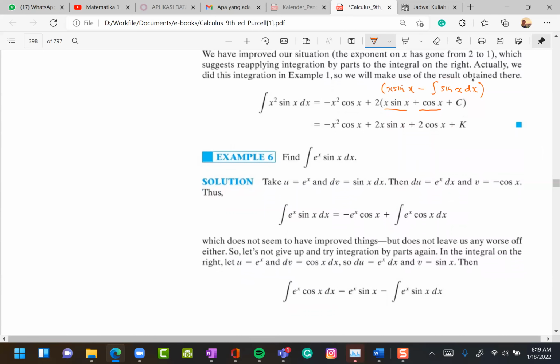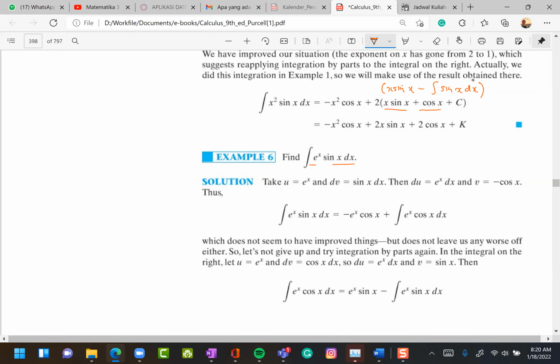All right, so let's do this one here, e to the x times sine x. We take u as the exponential, and then the rest is just dv. So du is the derivative of e to the x, again e to the x, and v, integrating sine, becomes negative cosine.